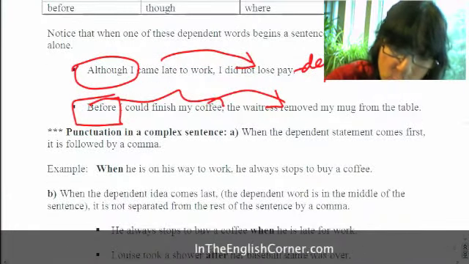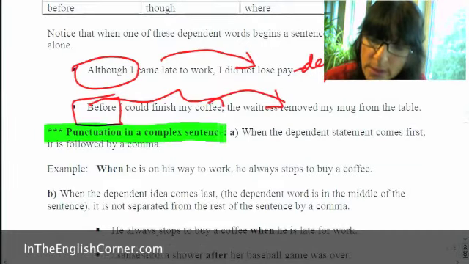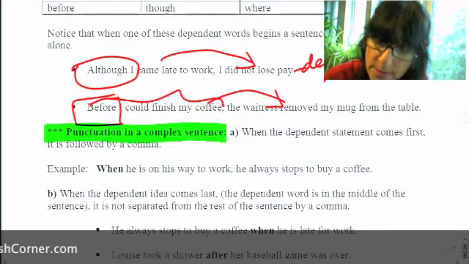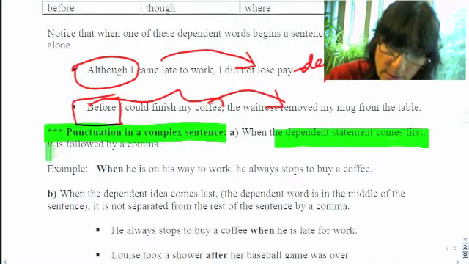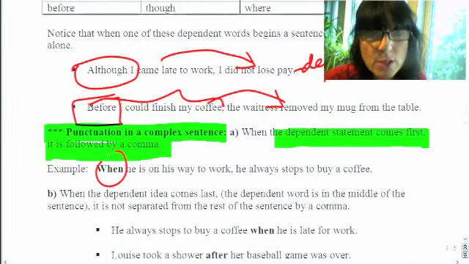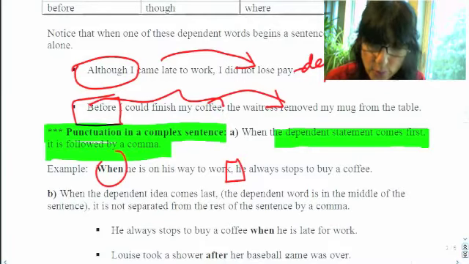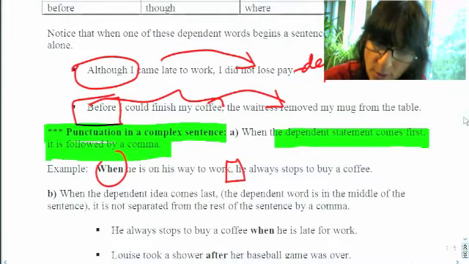Now the last thing to review is how do you know how to punctuate a complex sentence? Well, here's the trick. When the dependent statement comes first, it's followed by a comma. Let's look. When he is on his way to work, he always stops to buy coffee. You started with the dependent word. That's the dependent clause. You have to put the comma at the end of the clause. When he's on his way to work, comma, he always stops to buy a coffee.